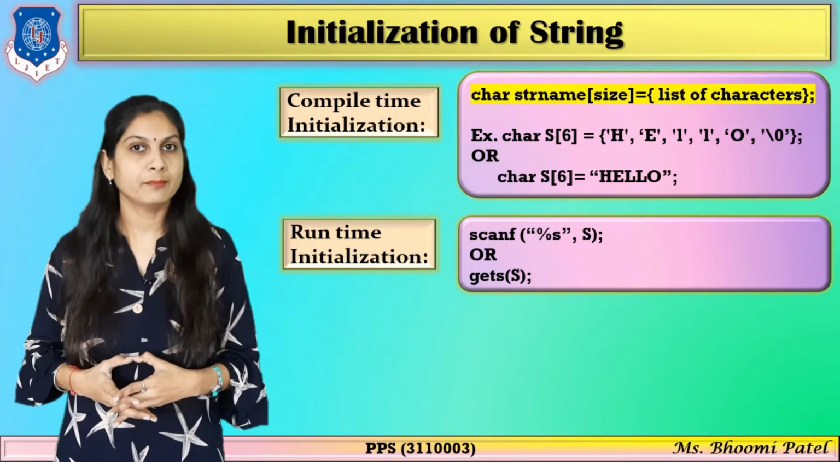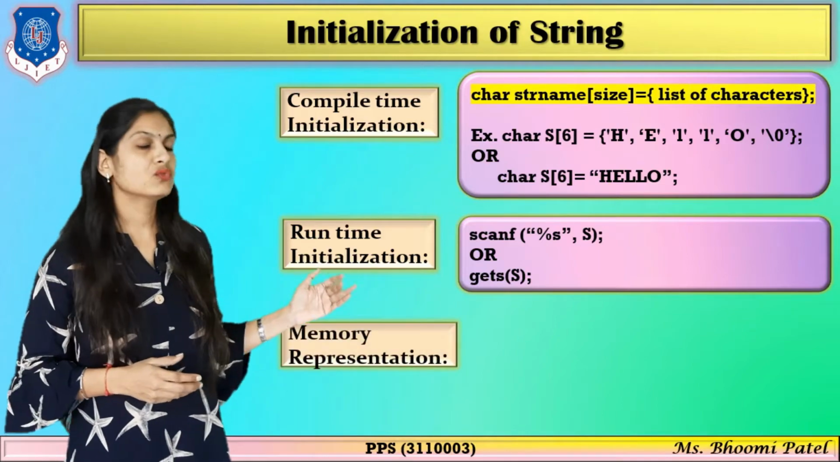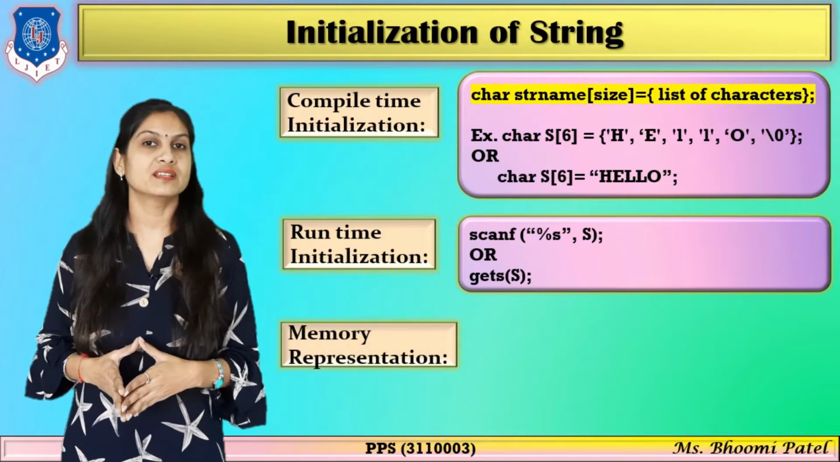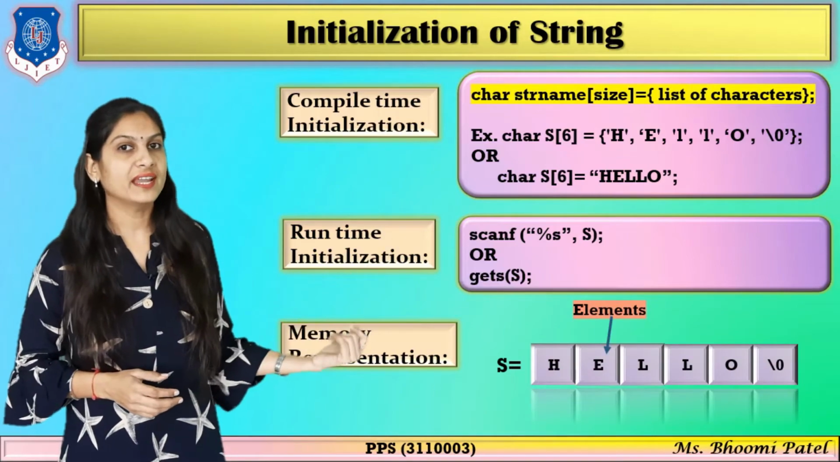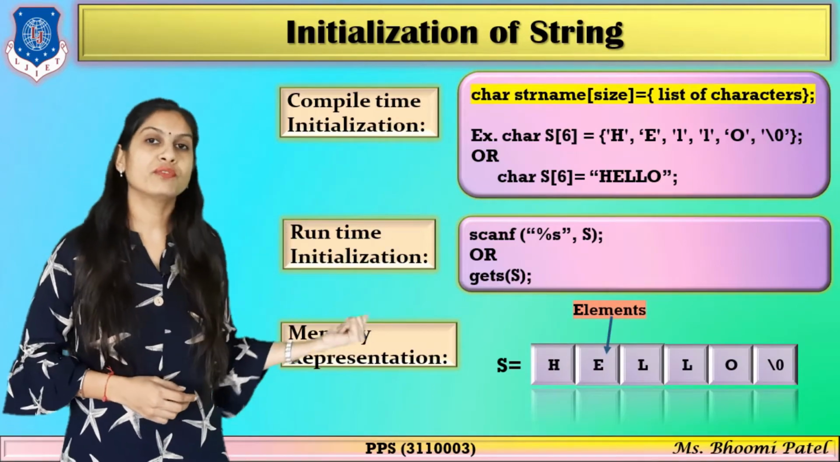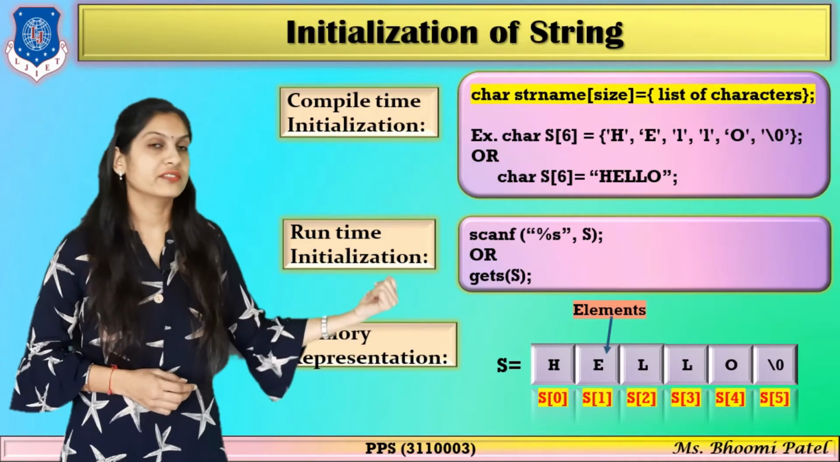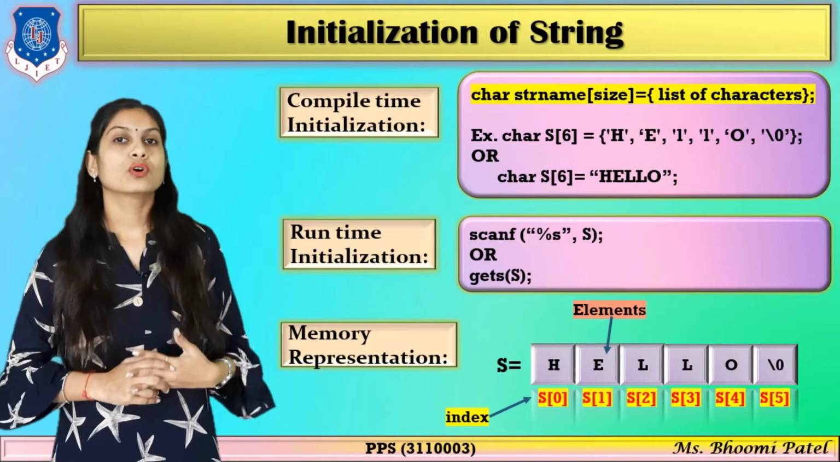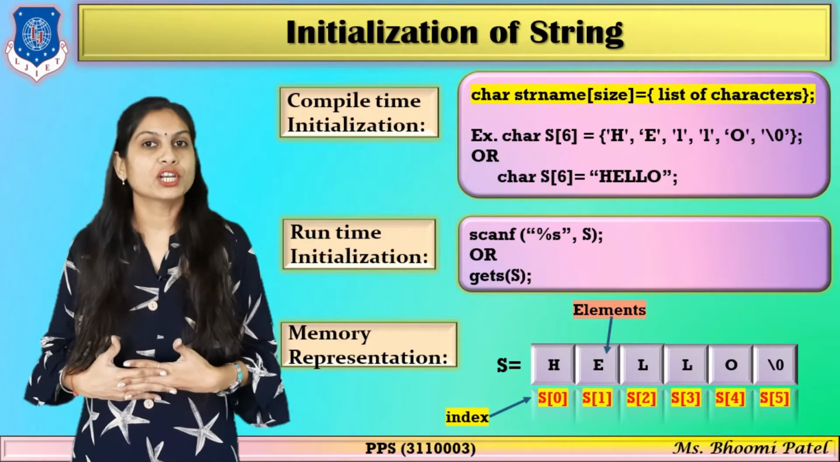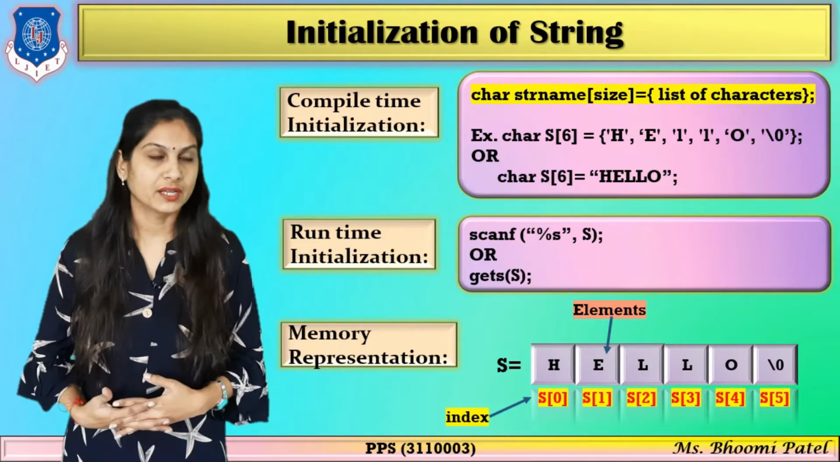Here the string name is S. Now see the memory representation: the same 6 bytes will be allocated and the data is hello. So the first character is H, then E, L, L, O and the last one is null. Clear? So you can store any number of characters in a string.